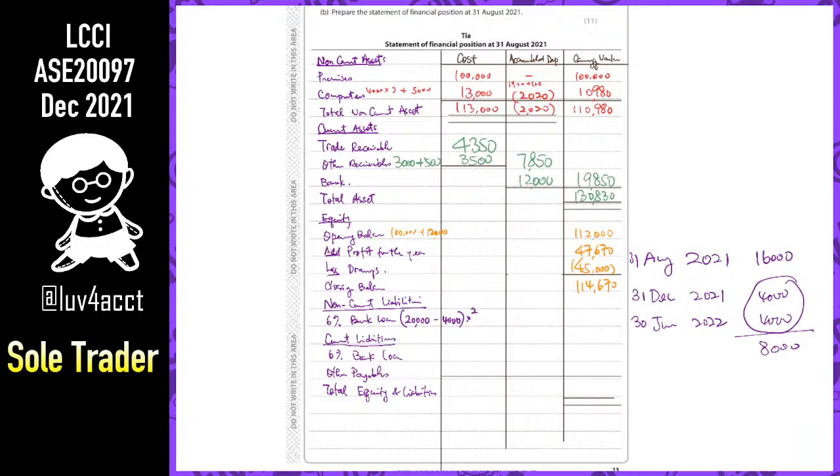Okay, 2/4. 8,000 left here. 8,000. And for bank loan, current liabilities another 8,000. Okay, you can see this one is current. This one is non-current.